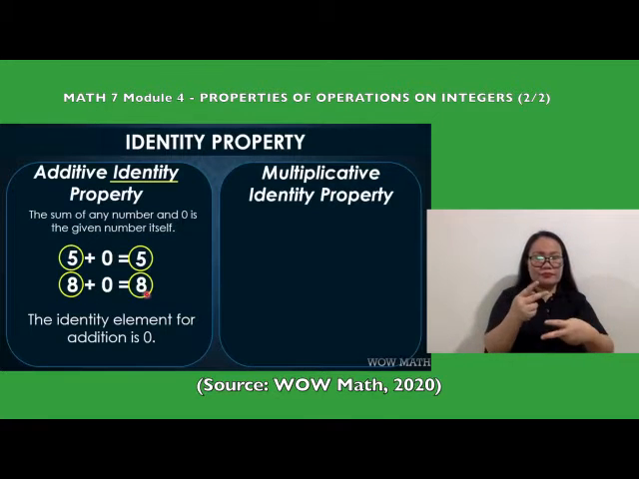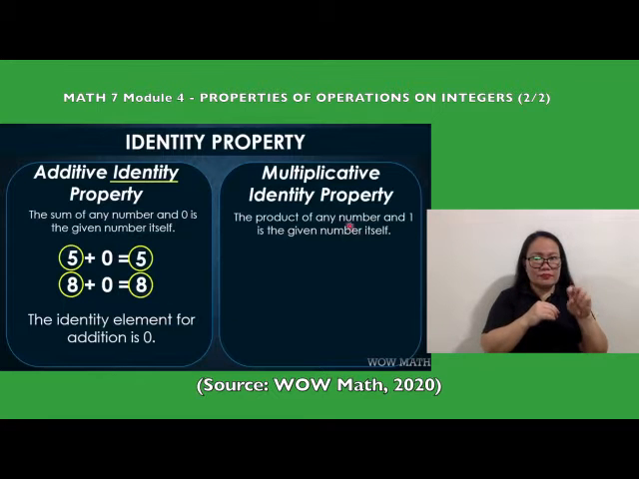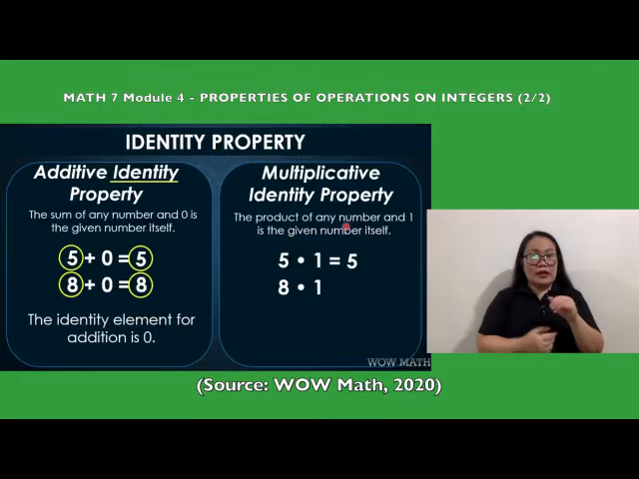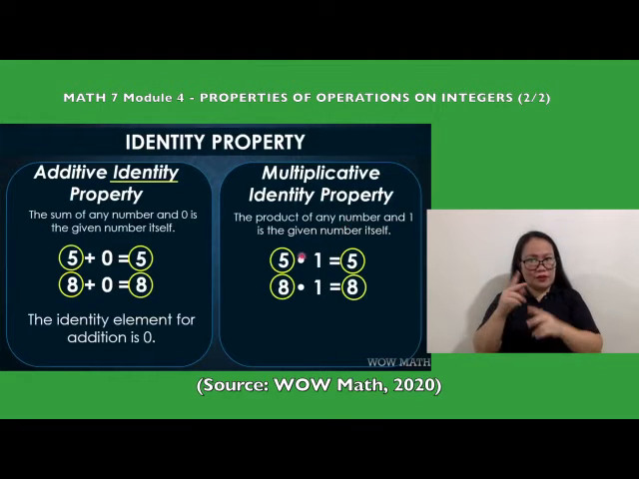Now, for multiplicative identity property, this is the product of any number and 1 is the given number itself. So, kagaya rin ito, but this time, this is already multiplication kasi we are referring to the product. So, any number daw na i-multiply natin sa 1, the resulting product is the number itself. Let's have an example. Okay, so I have here 5 times 1, that is still 5. 8 times 1, that is still 8. So, they are identical. Ibig sabihin, magkamukha, pareho. That's why it is called multiplicative identity property.